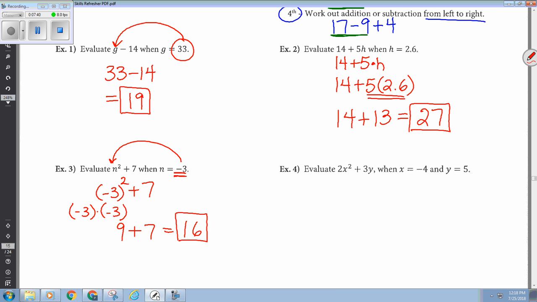Example 4. You got 2x squared plus 3y when x is equal to negative 4 and y is equal to 5. So again, a number next to a variable means multiplication. So this means 2 times x squared plus 3 times y. Again, you don't have to write it out like that. It just tells you what it means. So, first step, take your numbers and plug them in first.